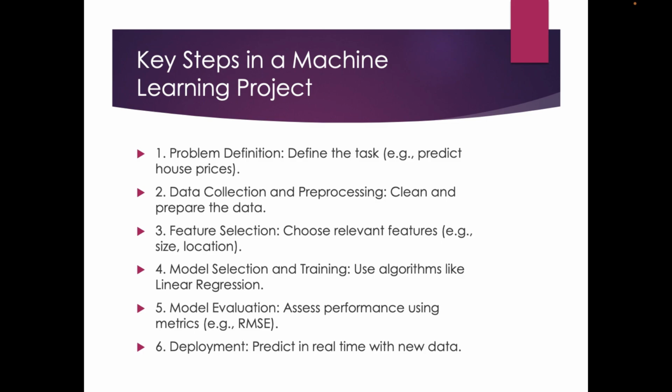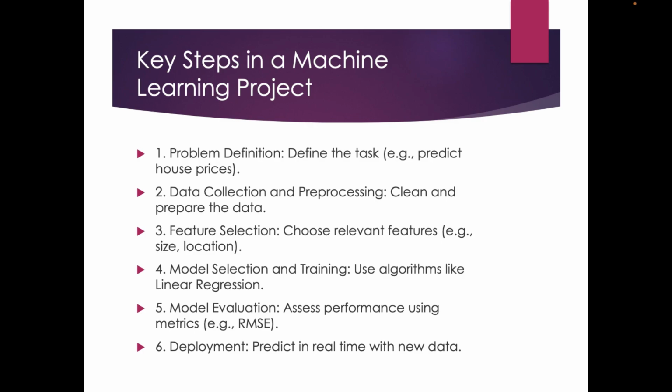The third step is feature selection. In this step, we need to select the right features. For housing prices, features like square footage and location are important, while irrelevant data like the house paint's color might not be useful. Now, the fourth step is model selection and training. In this step, we need to choose a machine learning algorithm and train it. For predicting house prices, you could use a regression model such as linear regression.